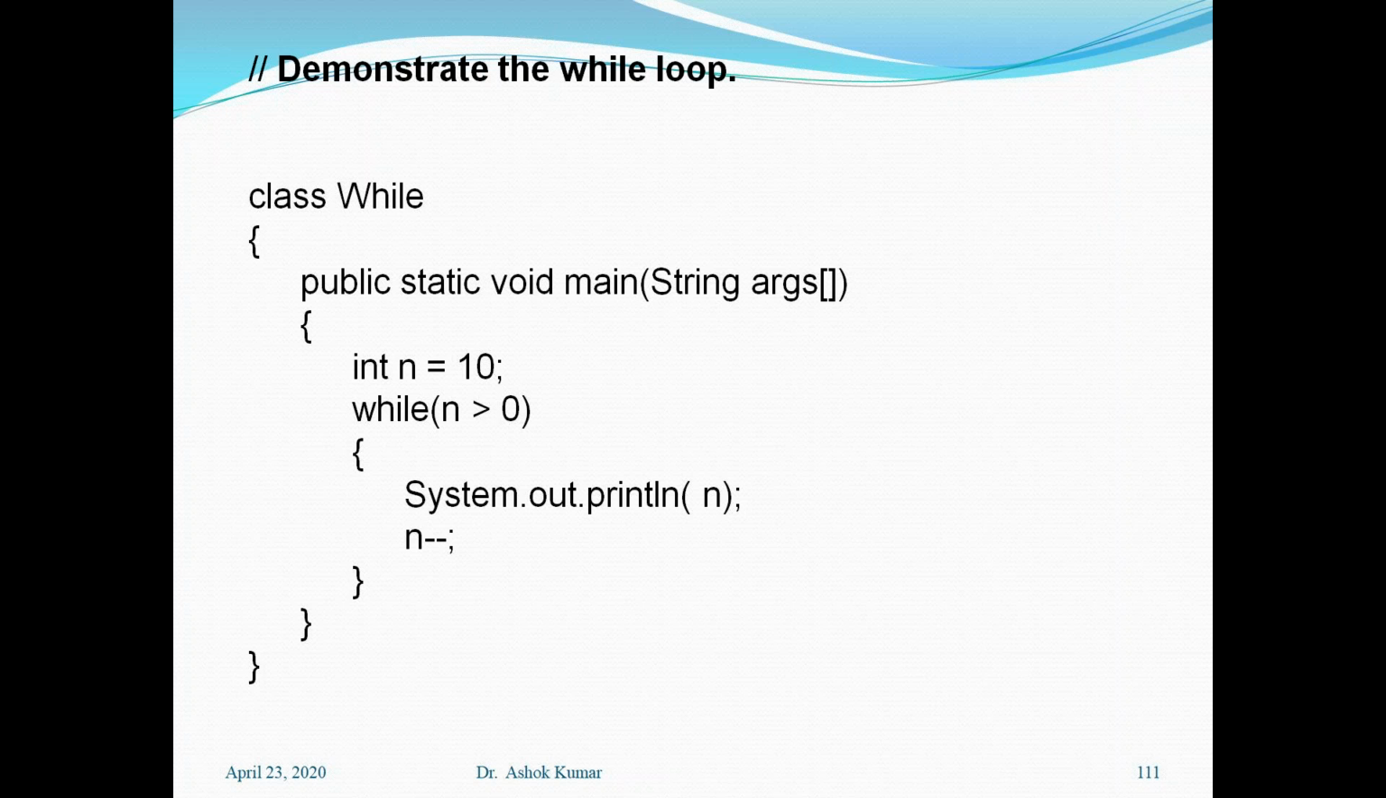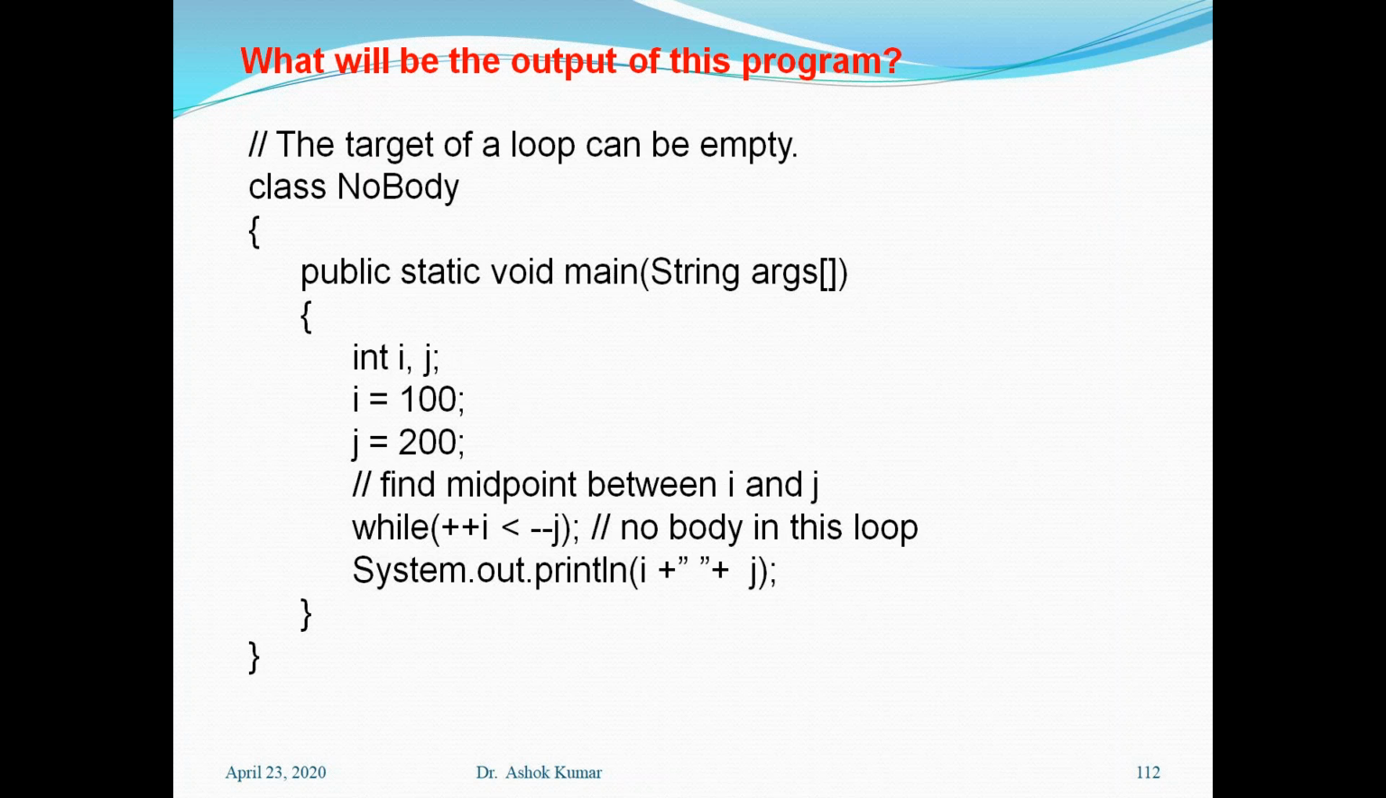So here is another program. In this program, we are not repeating any statement with the while loop, so we have put a semicolon over here. This semicolon will end the while loop. This means we don't want to repeat anything. There is no body of this while loop, or we can say there is a null statement that we want to repeat.